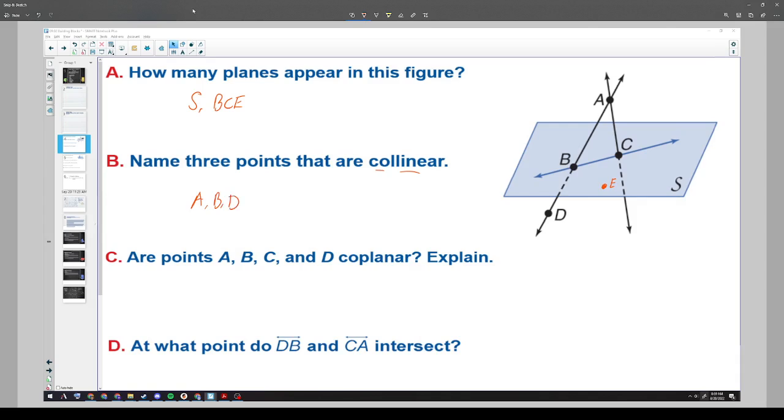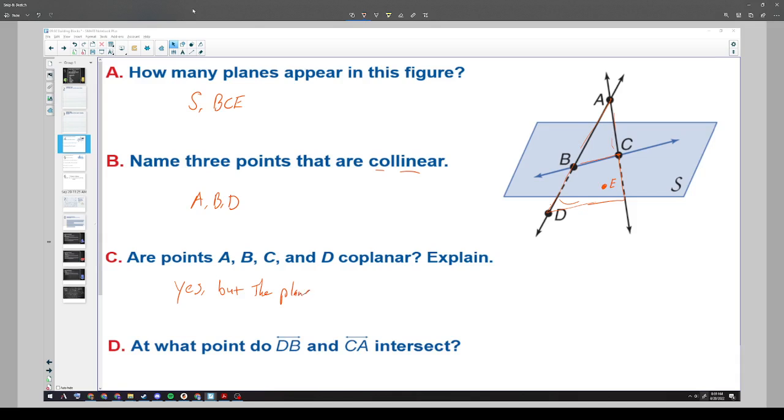It says, are A, B, C, and D coplanar? And explain. So that's a good question. We have A, B, D are all on the same line, so we know they're collinear, and then C is non-collinear. So we said this triangle would form a plane. So even though we don't have that plane drawn on the picture, they do lie on a plane together, and since this one is collinear, that would extend the same plane. So yes, they are coplanar, but the plane isn't drawn.